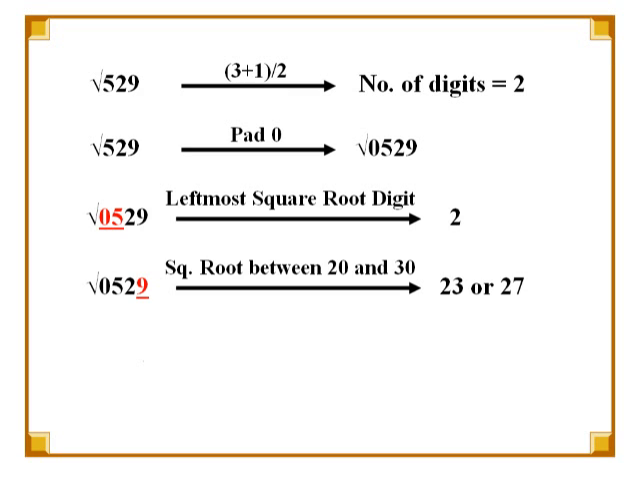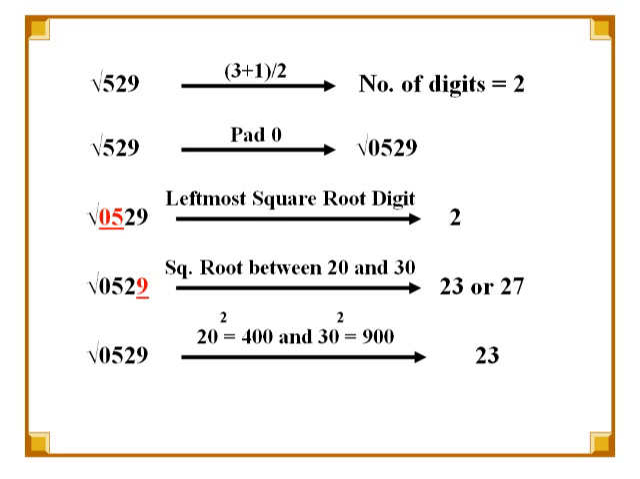In order to determine which of them is the right answer, we just square 20 and 30. The square of 20 can be obtained by just squaring 2 and adding 2 zeros. The square of 2 is 4 and adding 2 zeros gives us 400. Similarly, the square of 30 is 900. By just observing the numbers, we can determine that 529 is closer to 400 than 900. Therefore, the square root of 529 should be closer to 20 than 30. So we conclude that the square root of 529 is 23, which is the right answer.